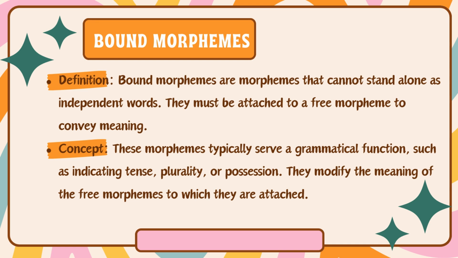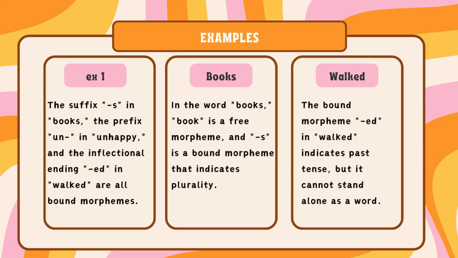cannot stand alone as independent words. They must be attached to a free morpheme to convey meaning. These morphemes typically serve a grammatical function such as indicating tense, plurality, or possession. They modify the meaning of the free morphemes to which they are attached, and here are a few examples.